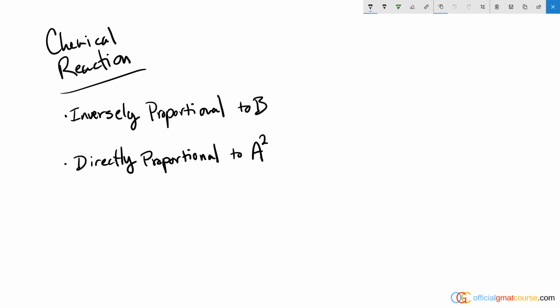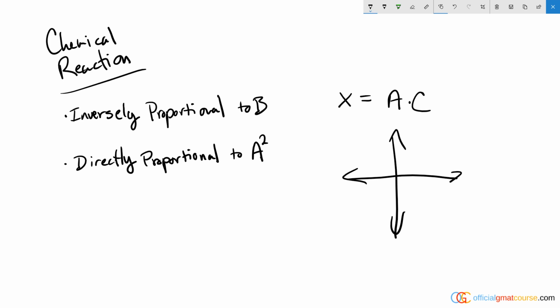So when we say that something's directly proportional to something else, if I said X is directly proportional to A, that usually means that X is equal to A times something else. If X is directly proportional to A, that means as A increases, X will also increase. So if we said this is A and this is X, which is totally messing up our XY axis here, as A increases, X also increases.